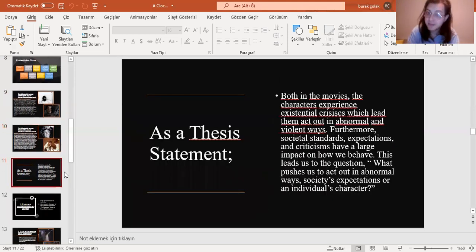Here is my thesis statement that I would like to share with you. In the movies, the characters experience existential crises which lead them to act out in abnormal and violent ways. Furthermore, the societal standards, expectations, and criticism have a large impact on how we behave. This leads us to the question: what pushes us to act out in abnormal ways, society's expectations or an individual's character? This is the question that should be asked to everyone else.